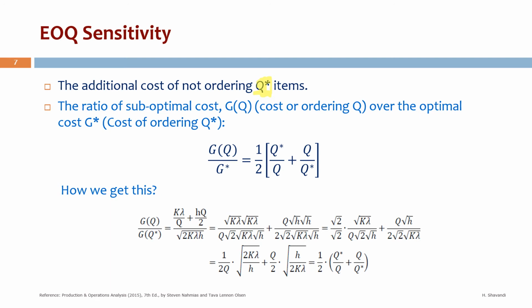I mean total cost. So here, if we assume that GQ is the total cost under a Q, not Q star, if we just order in Q size, not Q star, and G star is the total cost with ordering Q star, I mean EOQ. So the G star here is the optimal, actually the minimum total cost by ordering EOQ, and GQ in general will be this equation. And how we get this, you will see here how we get that equation. So let's see how it works.